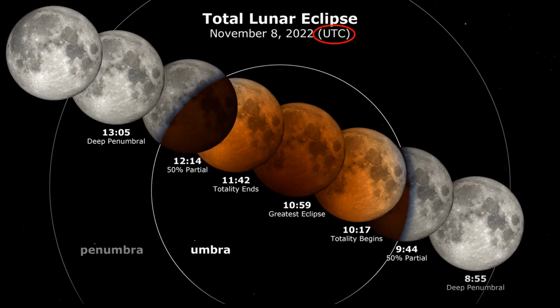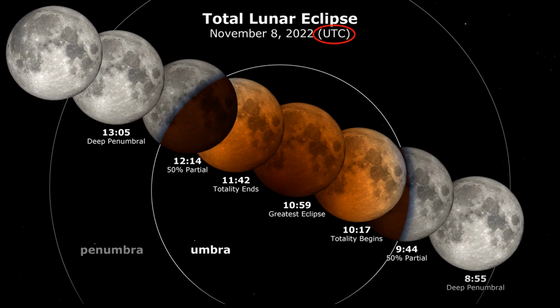This is what the lunar eclipse is going to look like on the 8th of November. These times, by the way, are in universal time or Greenwich Mean Time, so you have to calculate what your difference of time is between Greenwich Mean Time and your local time. It'll start off as a deep penumbral eclipse at 8:55. It'll go to partial eclipse about 9:44. Totality begins at 10:17. The greatest eclipse is at 10:59, and the end of totality is at 11:42, in which case it goes into partial eclipse for a while and then gets into penumbral eclipse by 13:05.